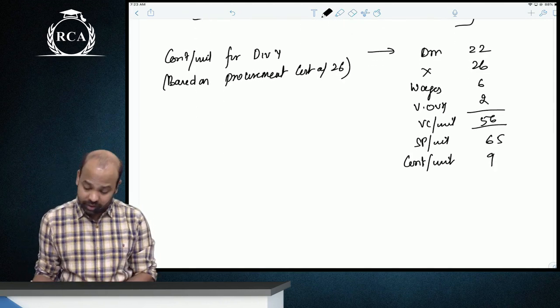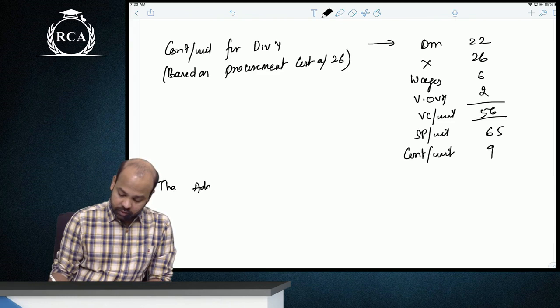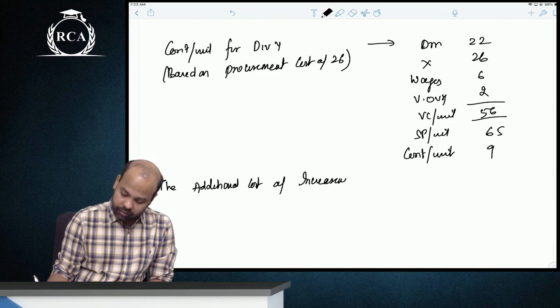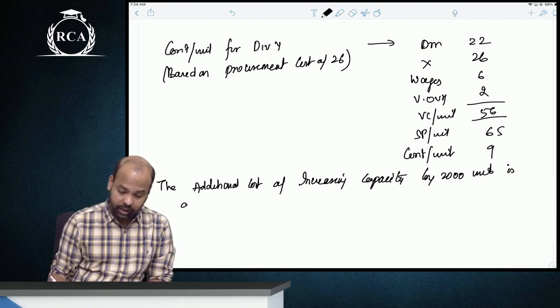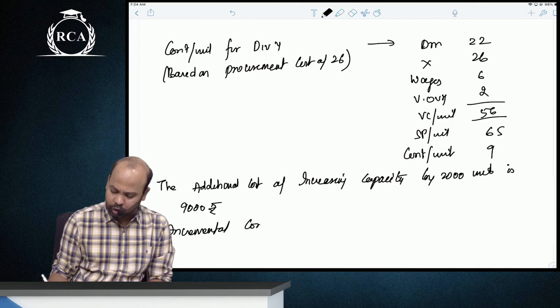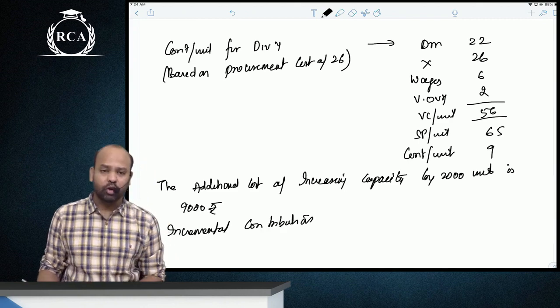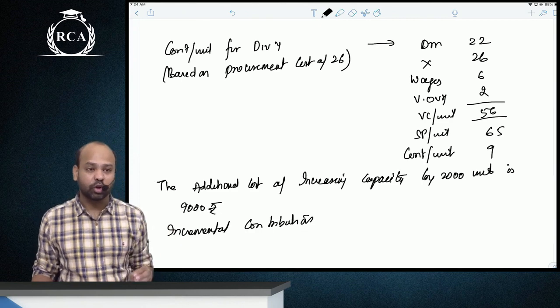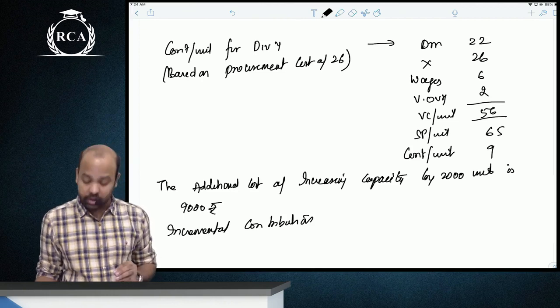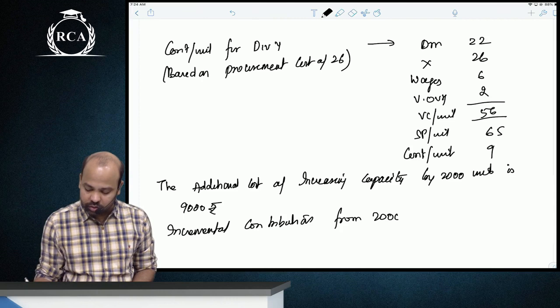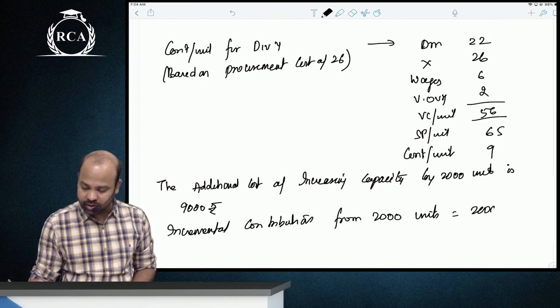Sir, why are you doing this? Please understand guys. The additional cost of increasing capacity by 2000 units is 9000 rupees. The incremental contribution they are going to get, even if they do not procure it from division X, even if they procure it from the external market at 23 plus 3, 26 rupees, is a contribution of 9 rupees per unit. The incremental contribution from those 2000 units will be 2000 into 9, 18,000.